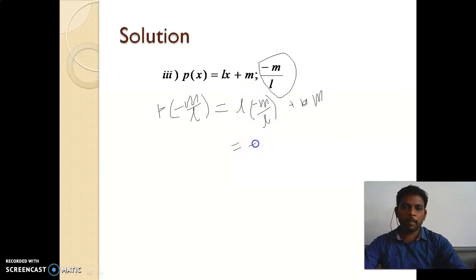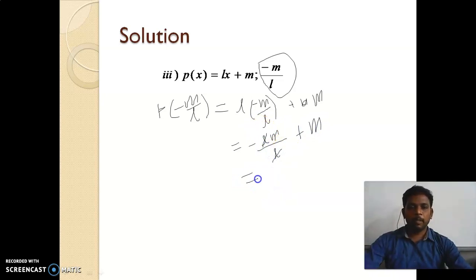If you multiply, we get minus LM divided by L plus M. Now, can we cancel L here? What about the remaining one here? So minus M plus M. Both are the same value with a different sign, so they cancel each other. So the answer is 0.